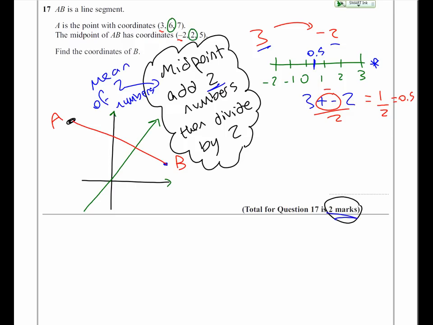6 add 2 is 8. 8 divided by 2 gives us 4.